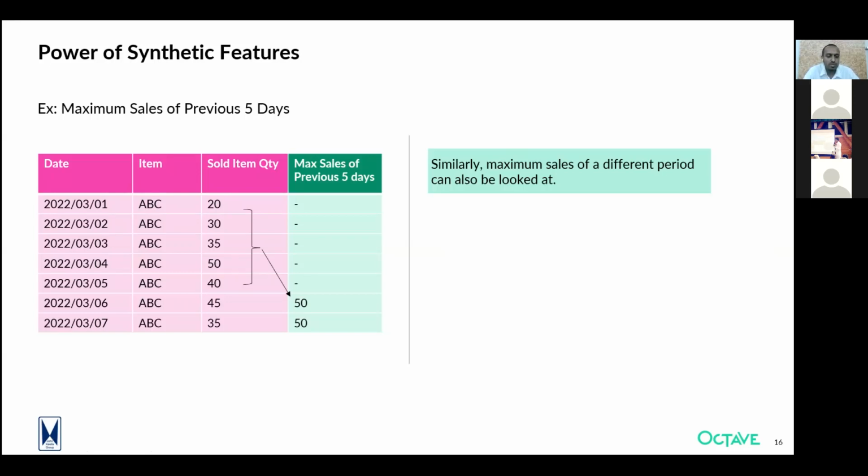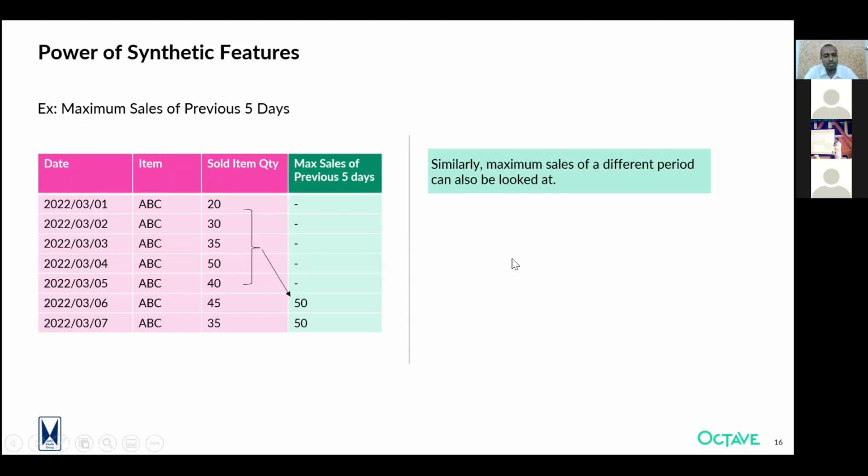To add on to this, it's quite similar to the previous example. This time period could be varied. We can even go with the maximum sales of the previous 3 days, or 7 days, or 2 weeks, based on the business context.